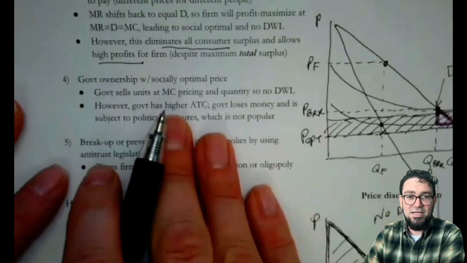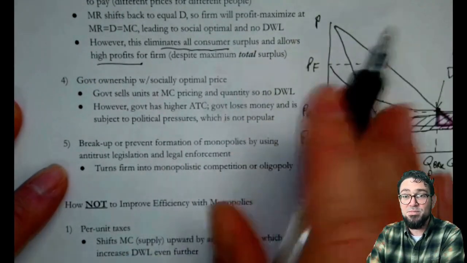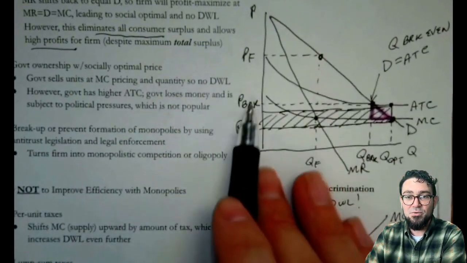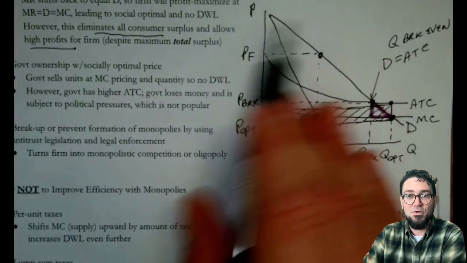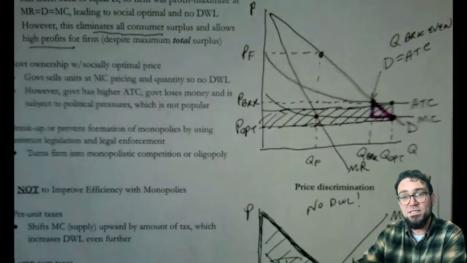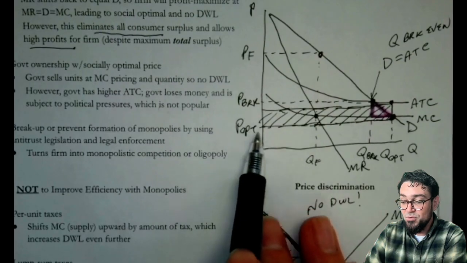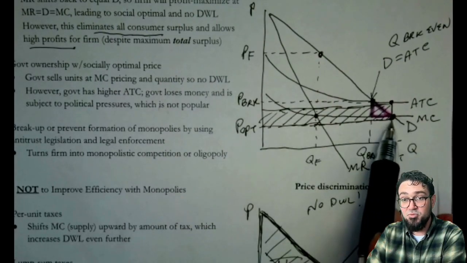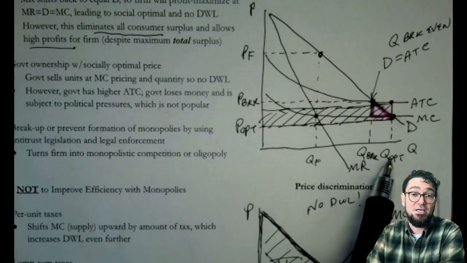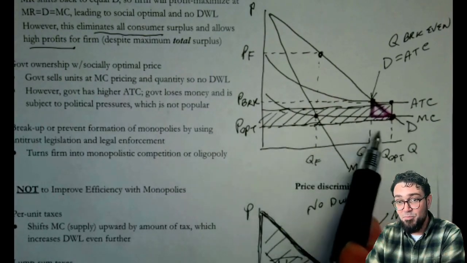Two other choices, right? Another option is government ownership. Sometimes we actually just say, rather than deal with this break-even price or this optimal price thing, the government just takes over this entire operation and runs the company. What they will often do in that sense is then they'll price the thing at P opt. They'll go ahead and price really, really low so that we get Q opt. And they just go ahead and pick that price.